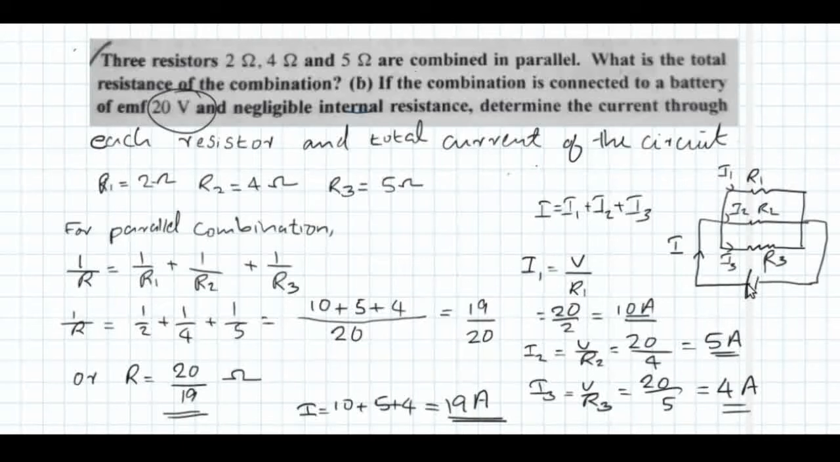So 19 ampere current is coming out of this battery. Of this 19 ampere, I1, that is 10 ampere, will flow through R1. I2, that is 5 ampere, will flow through R2, and I3, that is 4 ampere, will flow through resistor R3.